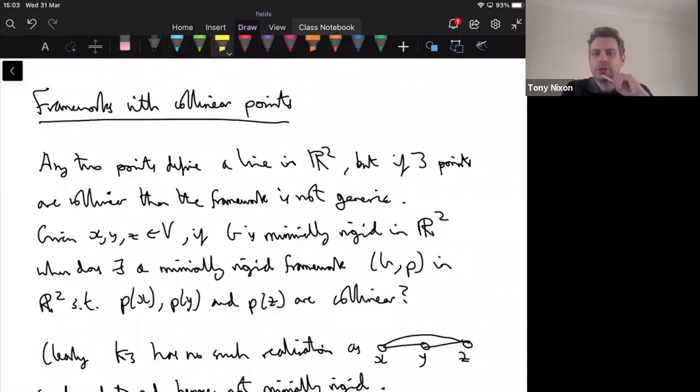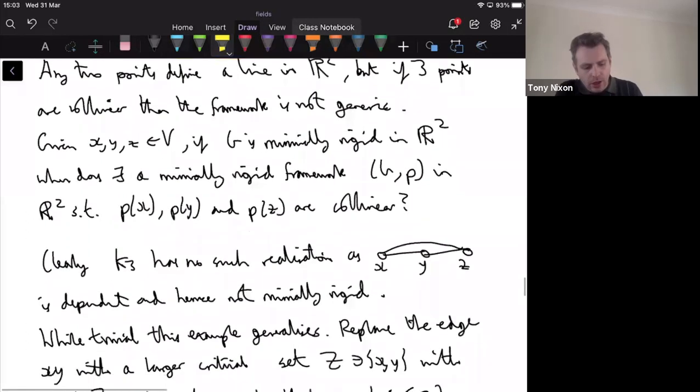A similar setup happens if you talk about frameworks of collinear points. Of course, any 2 points define a line, but if we have at least 3 points that are collinear, then you're definitely not a generic framework. And so that's what I want to talk about for the first half of this lecture. Okay, so what are we going to say?